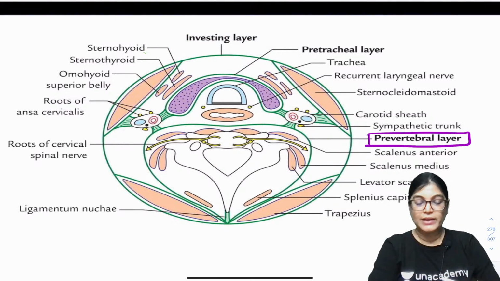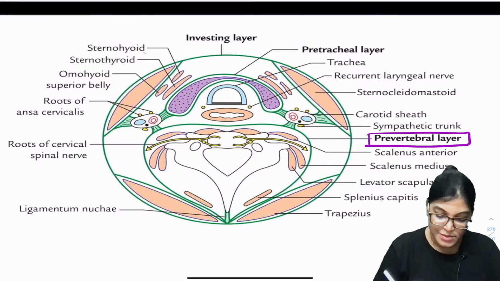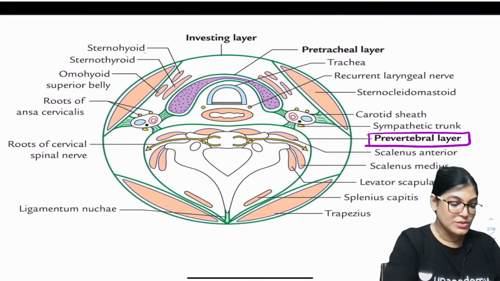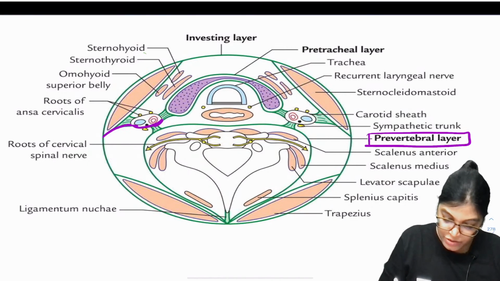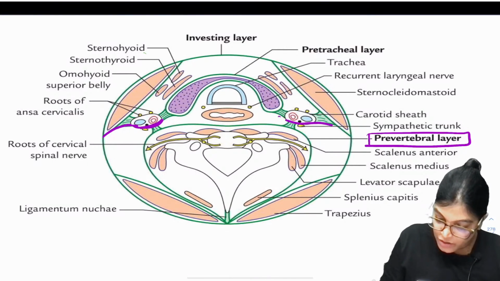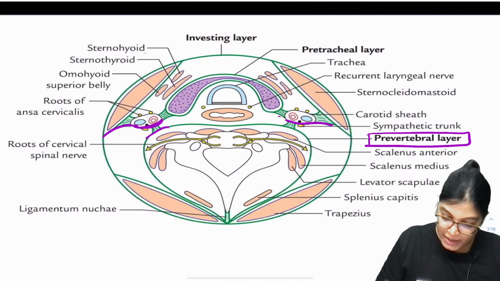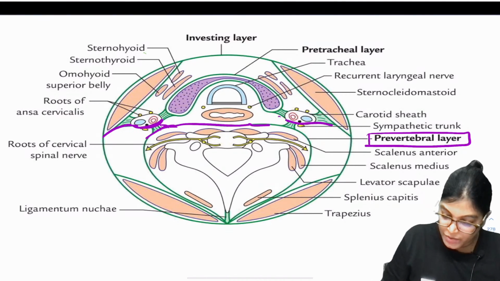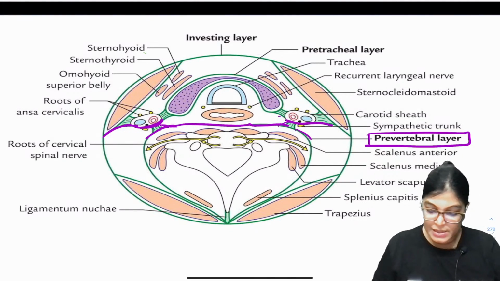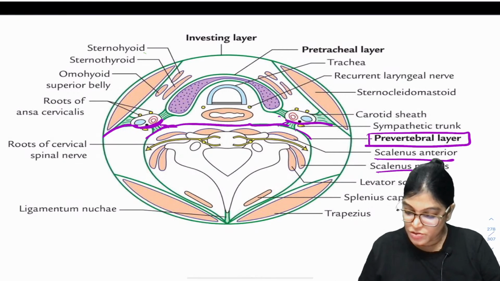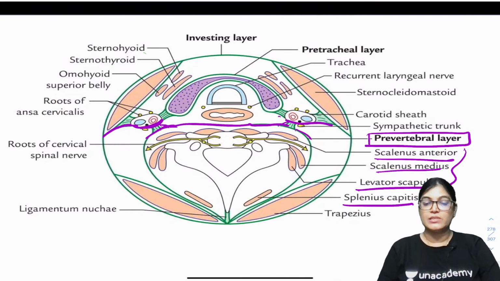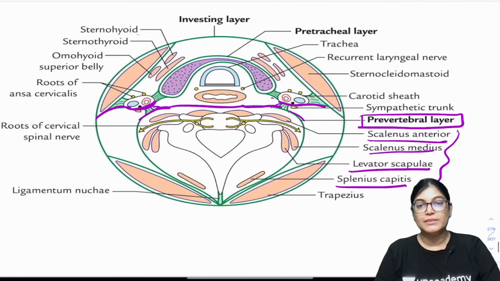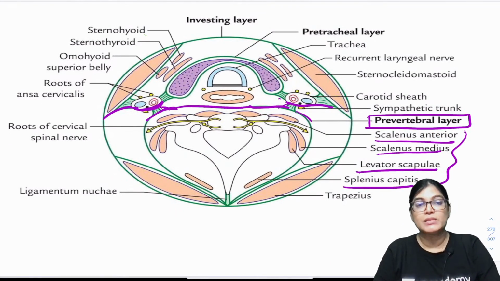As you can see, what I told you, it arises from the posterior aspect of the investing layer of deep cervical fascia. It is forming the posterior layer of the carotid sheath, and it is forming a covering for the muscles lying posteriorly, like the scalenus group of muscles, levator scapulae, splenius capitis. Can you see here? These are the muscles lying in the floor of the posterior triangle and muscles of the back. So these muscles are wholly covered.